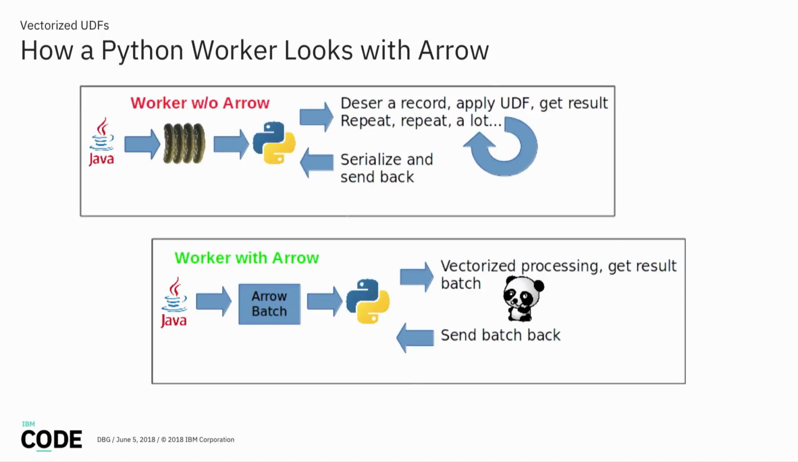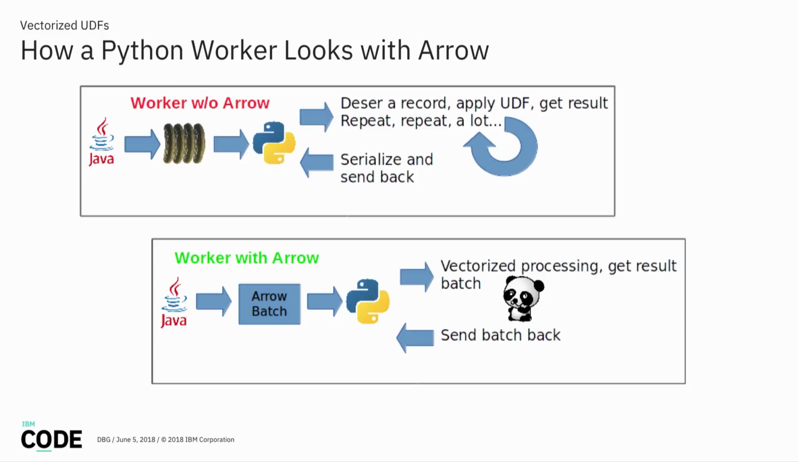So looking in detail at what a Python worker looks like with and without Arrow. Without Arrow, the JVM ends up having to pickle all the data, each individual scalar value, and then pass it to Python, where it can then be deserialized. And record by record, the UDF is supplied, you get a result, and you repeat that over and over again until you complete the records, and then you send it back in the same way.